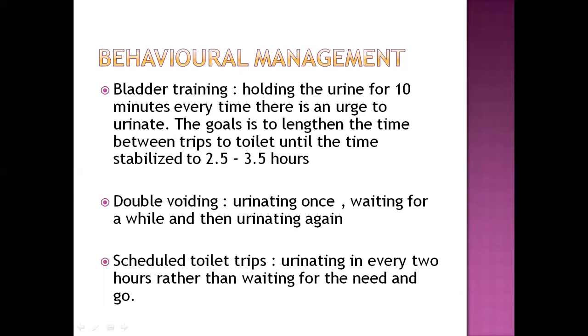The main purpose of this bladder training is to lengthen the time between one toilet trip and another. If this training becomes successful, there can be a gap of 2.5 to 3.5 hours between one urinary trip and the next. The next behavioral management is double voiding. Urinating once, waiting for a while, urinating again, and then returning back. That is double voiding, voiding 2 times so that we can lengthen the gap between two urinary trips.